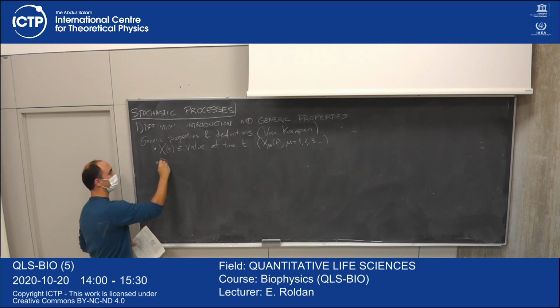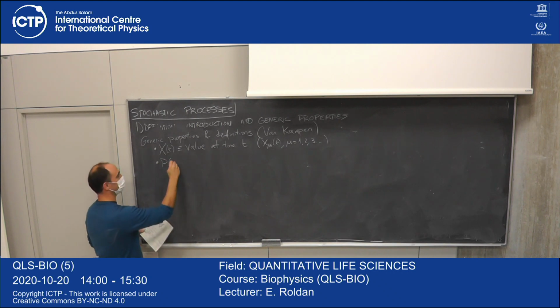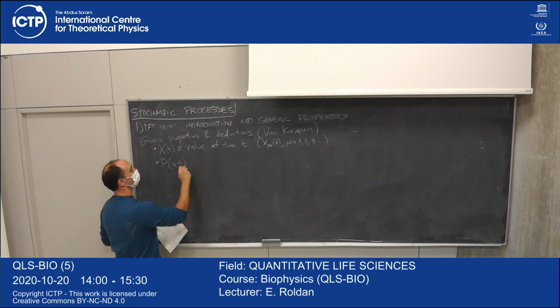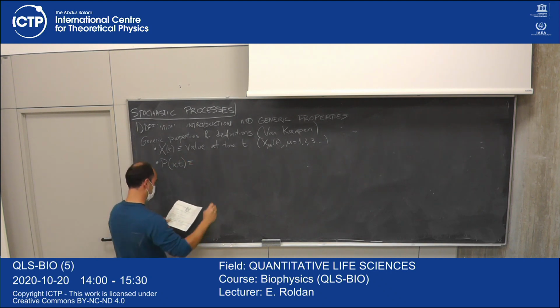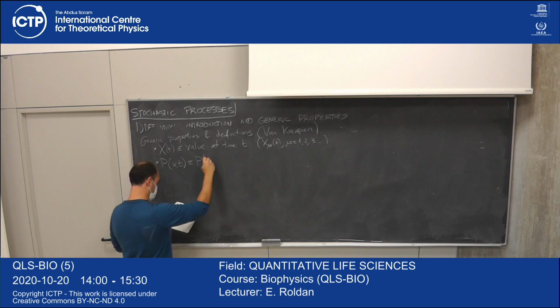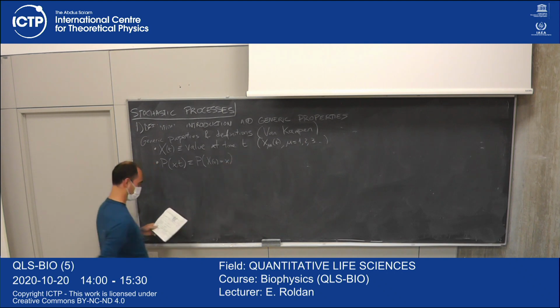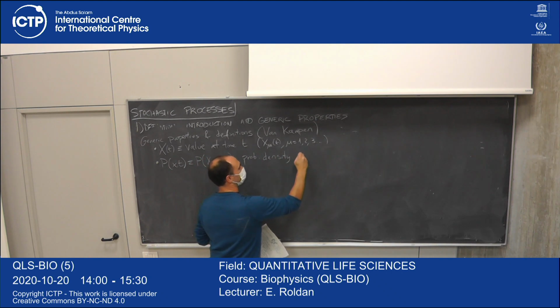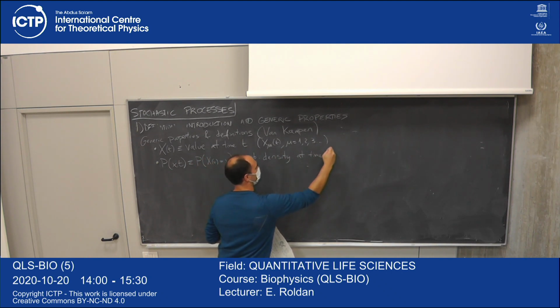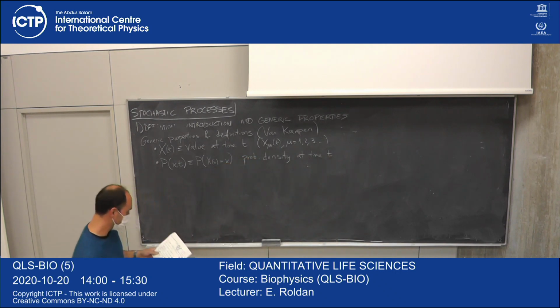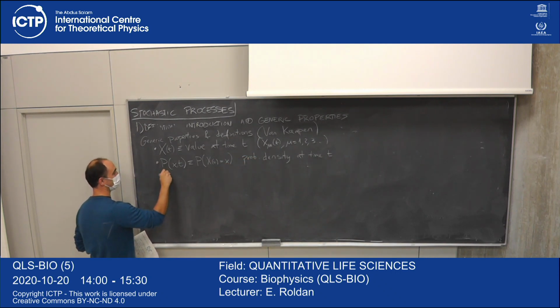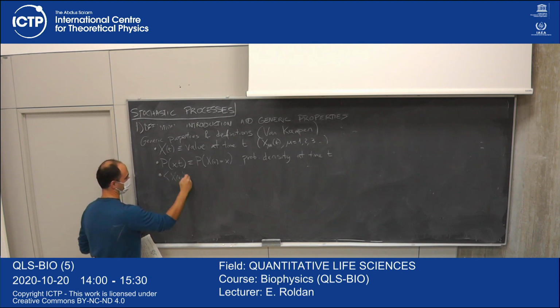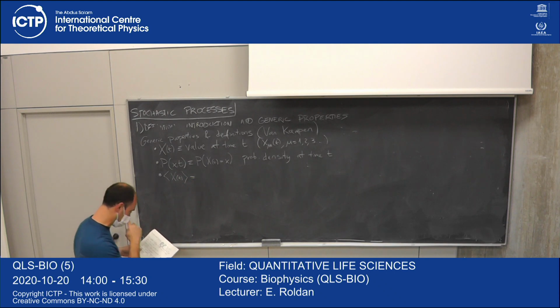I will also define P(x,t), and now this x is small, which is the probability density for X(t) to be equal to small x. Okay, probability density at time t. And as I said, the average of X(t) will be the average of the process at time t.